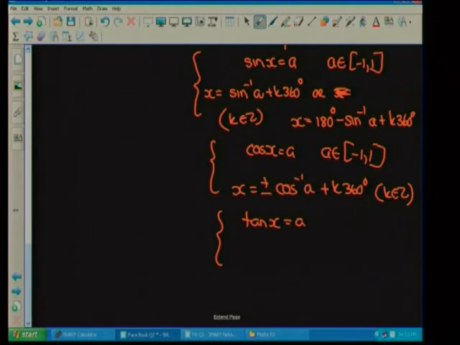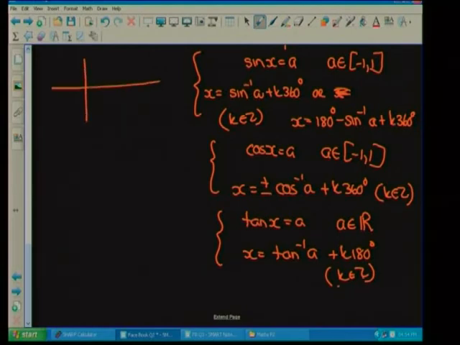Now, if tan x equals a, a is an element of any single number. Now, we'll explain why these become so in a moment. And of course, x is equal to shift tan a plus k 180, because the periodicity of a tan graph is 180, k an element of z being integers. Now, the reason is quite simple.